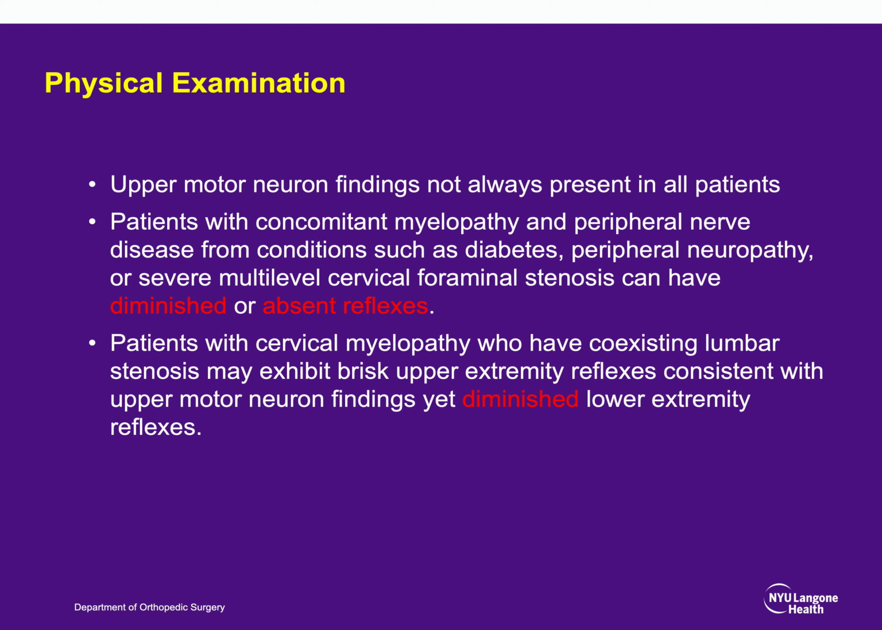When examining these patients, oftentimes the upper motor neuron findings are not present, especially if someone has significant peripheral nerve disease or diabetes. You could have a combination of upper and lower motor neuron findings.